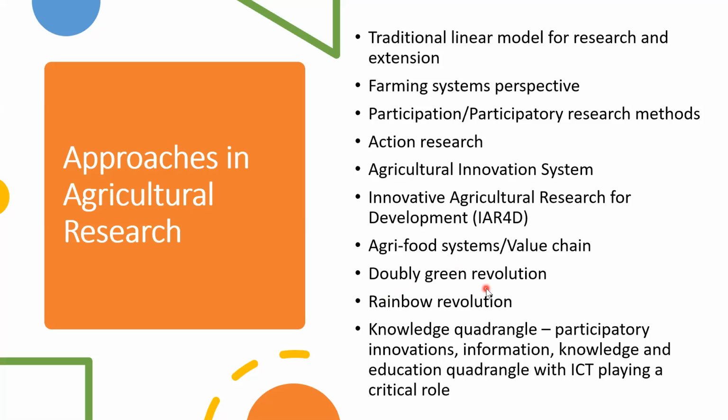Doubly green revolution. We had a green revolution in the 1960s, because the population was increasing and we needed to enhance food production to feed the people. Now we can say we are doubling the production we got in the green revolution, because the population is growing very fast. So that can also be our approach, that we have to enhance the production.